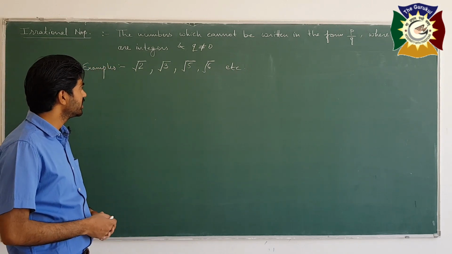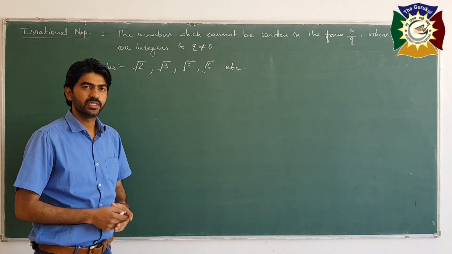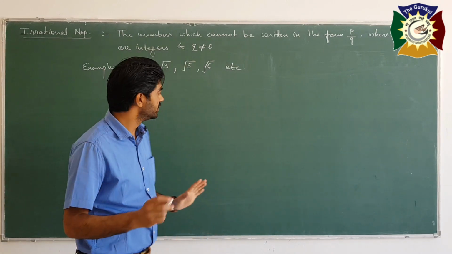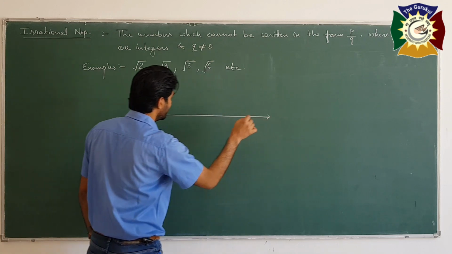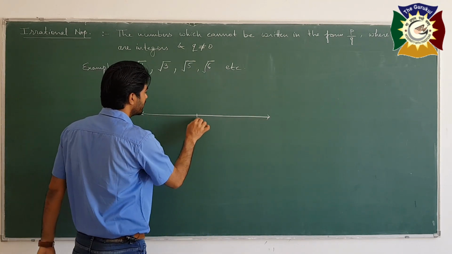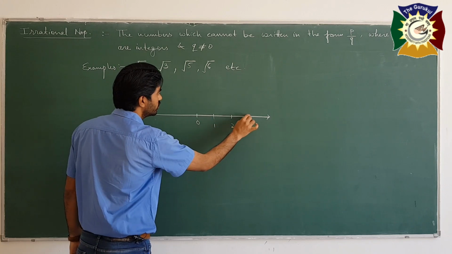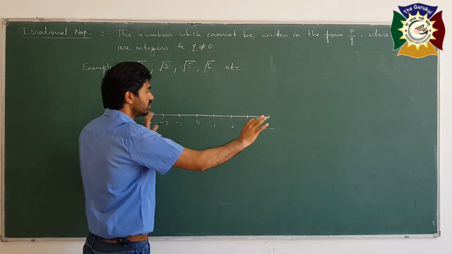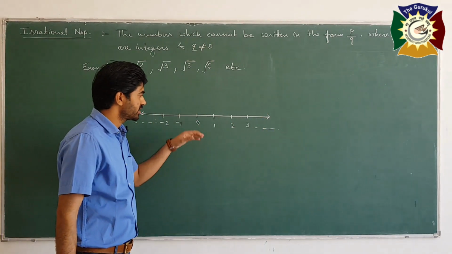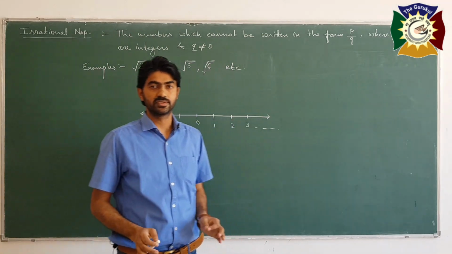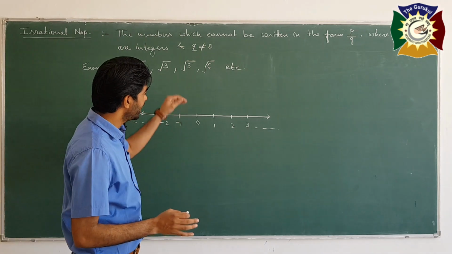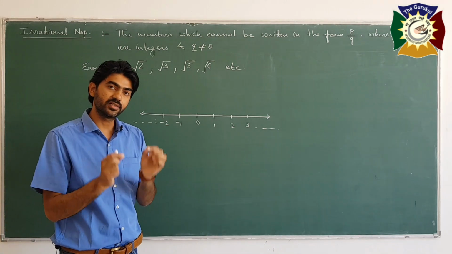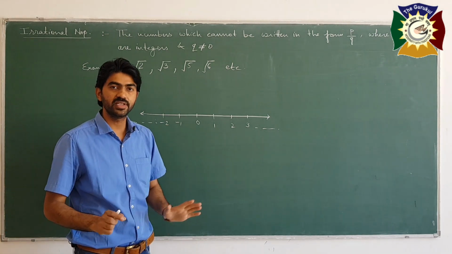Now second concept comes: how to represent these numbers on number line, because we have a number line which represents all the real numbers. Suppose I talk about a number line. So this number line represents 0, 1, 2, 3, minus 1, minus 2, and so on. To both the sides it can be extended indefinitely, and all the real numbers exist on this number line. Every real number has a certain place on this number line.